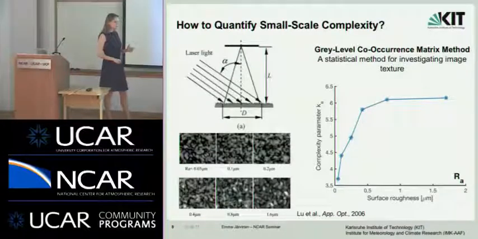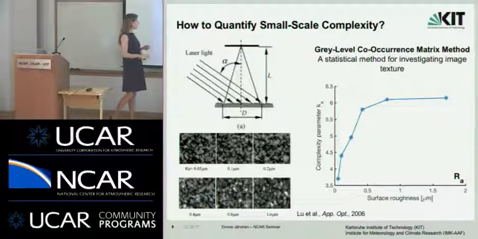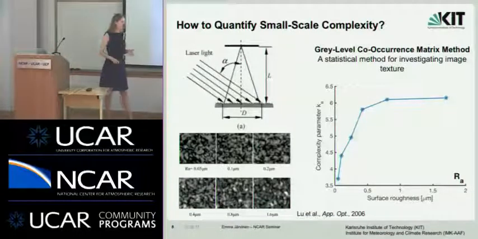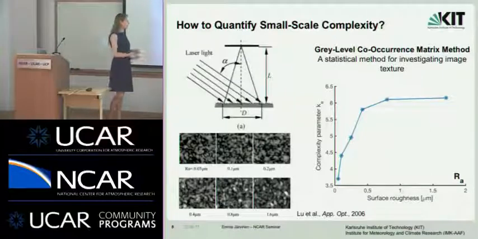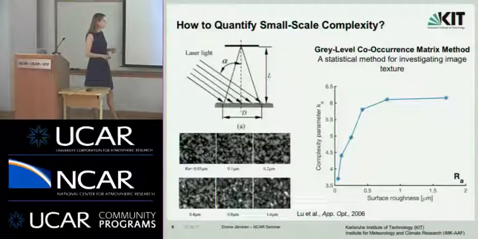If we are using a laser light, here we use 500 nanometers, we can indeed quantify surface features that are approximately around the wavelength of the used light. If we have features that are much larger than the used wavelength, this method is saturated, but for this scale, we can really quantify the surface roughness of these surfaces.